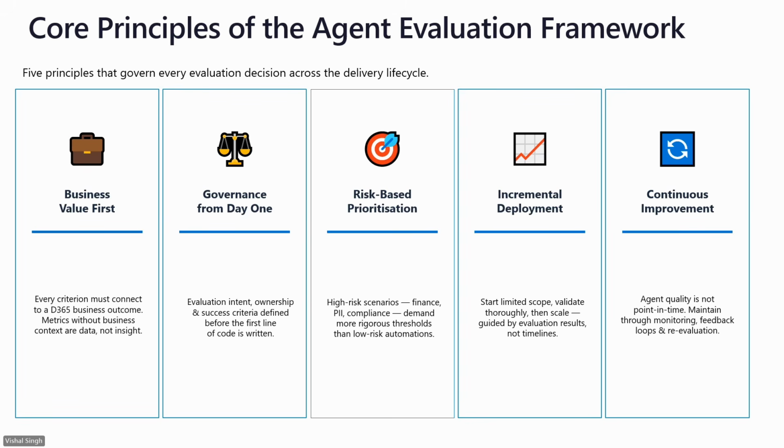So we always recommend to start with a limited scope, validate thoroughly, then scale, and let evaluation results drive that scale decision. If the evaluation data isn't there, the framework gives you the basis to say so and to make a risk-based case for phasing in the rollout, and then continuous improvement, which we talked about earlier.